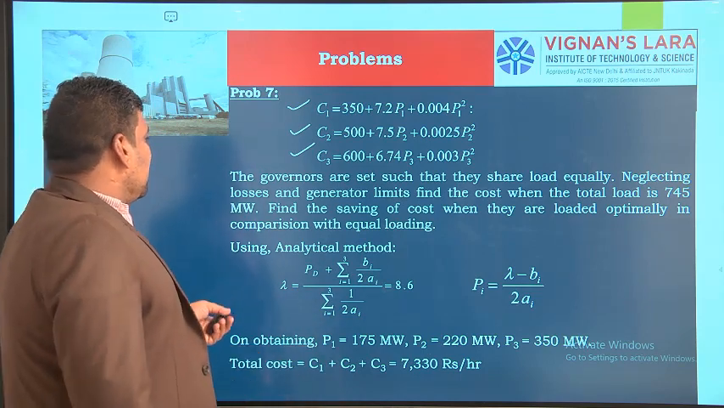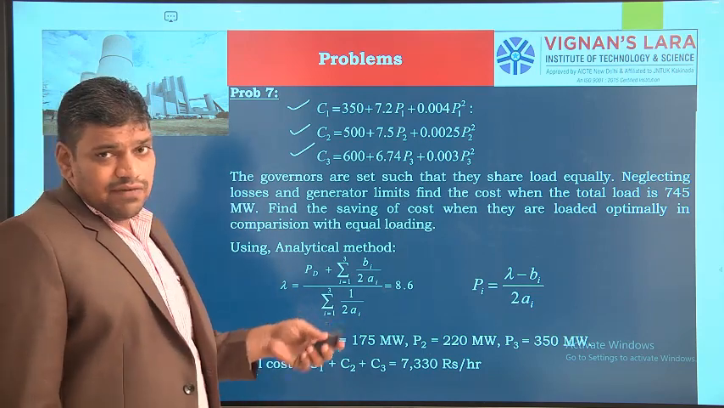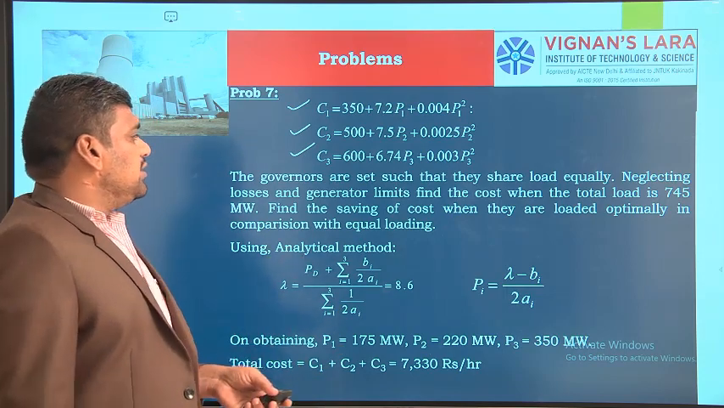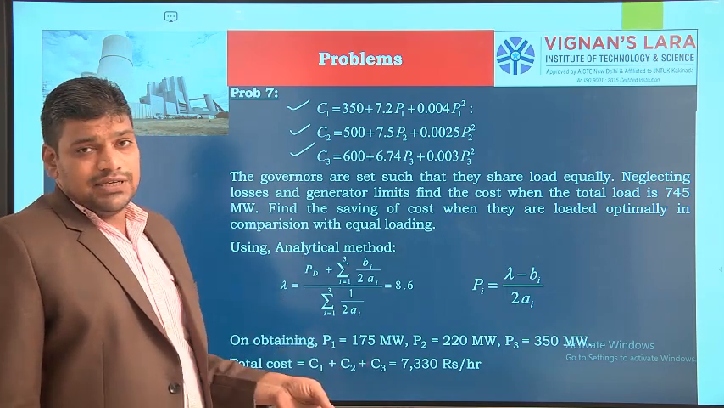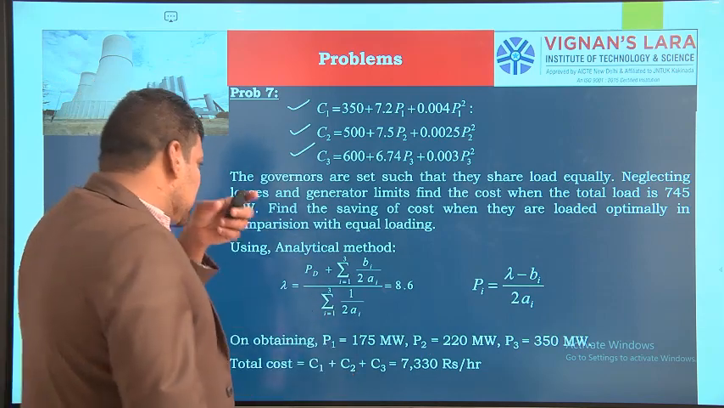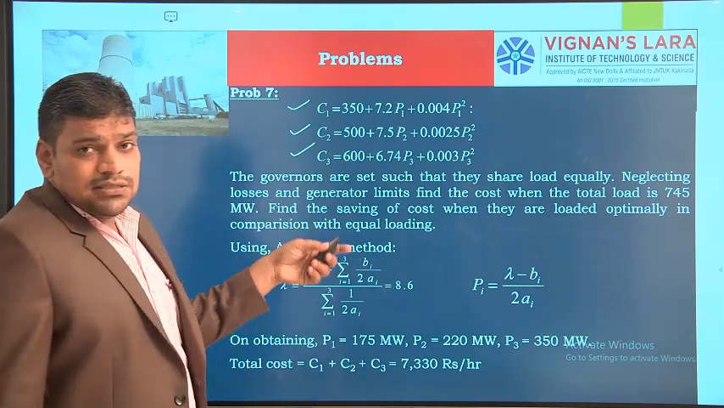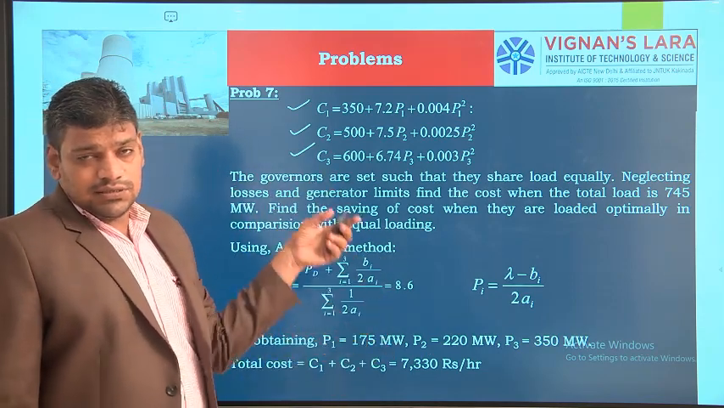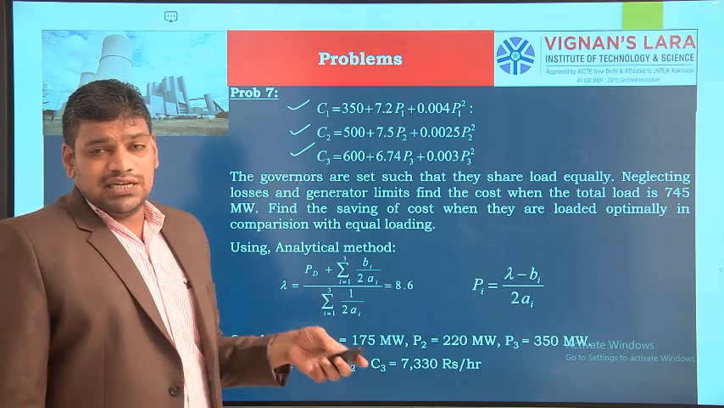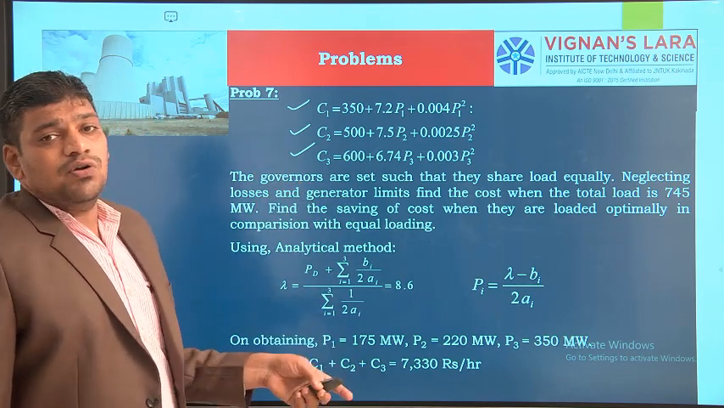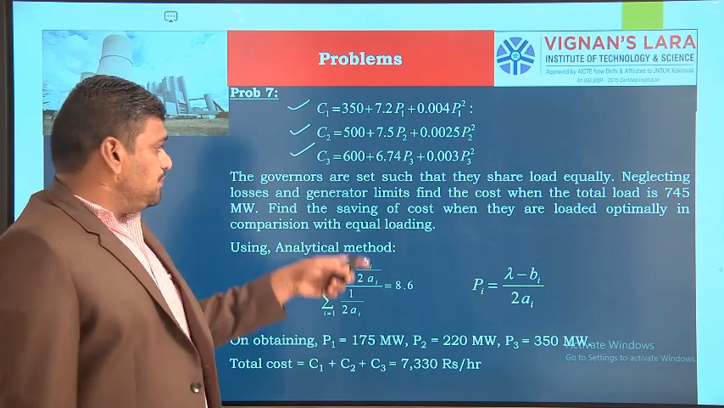In this problem, the governors are set such that they share the load equally. The first point is they share the load equally. Equally means, since we have three generators, if the total demand is PD, equal load sharing means PD by 3.